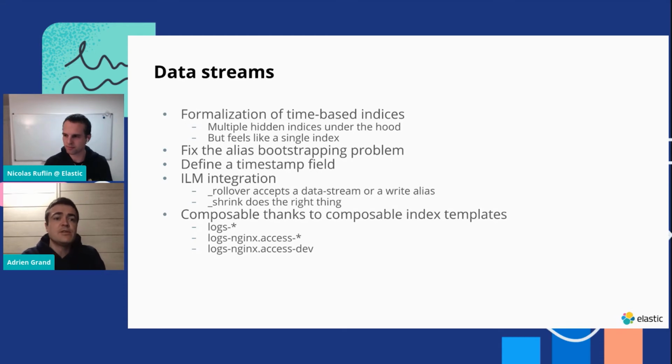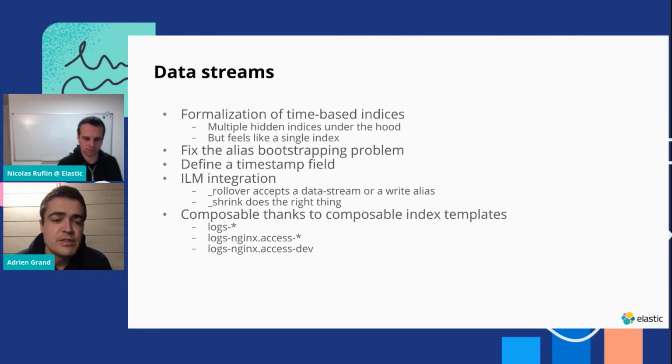So let's first start with the features we introduced. Data streams are a formalization of time-based indices. If you've been with the Elastic Stack for a long time, you probably remember the early days when we were using time-based indices, where indices simply had the current date in their name. Then we moved to indices that would roll over on a regular basis based on their size or age.